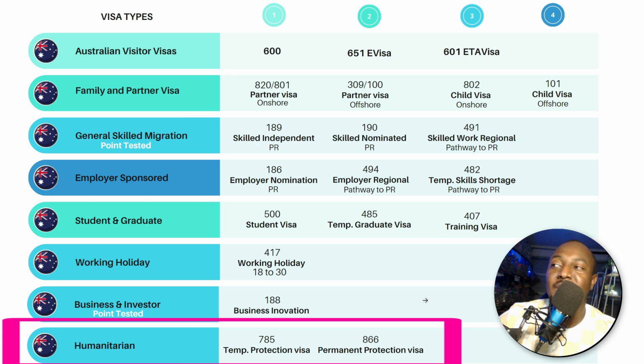And last but not least, we have the humanitarian visa. This is basically coming here as a refugee. We have visa subclass 785, which is the temporary protection visa, and visa subclass 866, which is the permanent protection visa. They normally assess this based on where you are applying from, the country, your religion, and other factors. But you need to prove that you are not safe in your country and you cannot go back. Once you prove that, you'll be able to come here as a refugee on the humanitarian visa subclass 785 or 866.